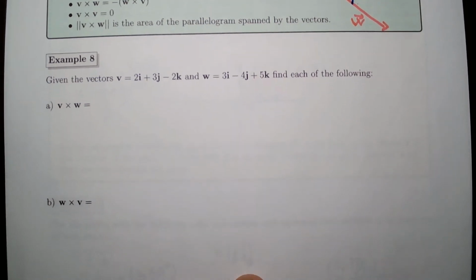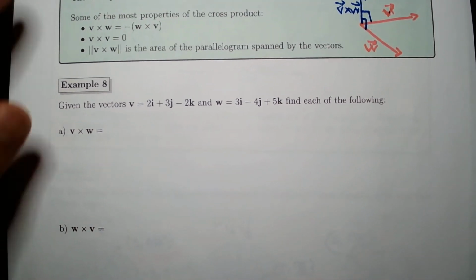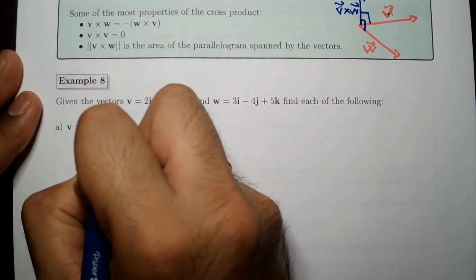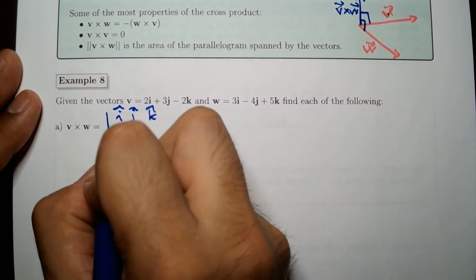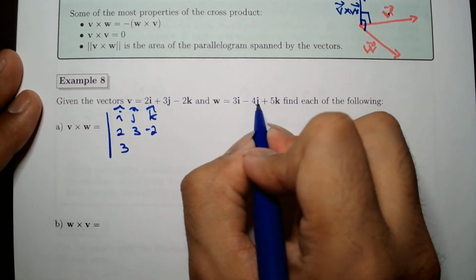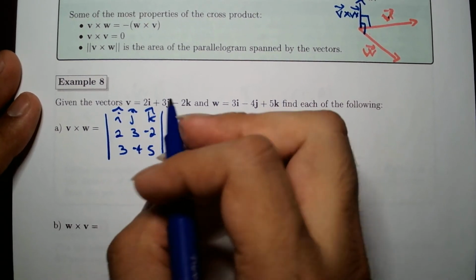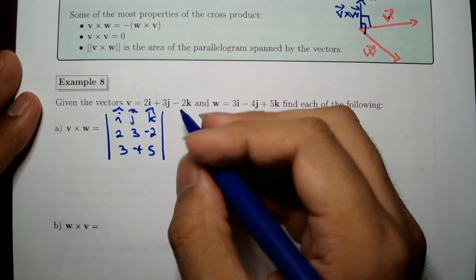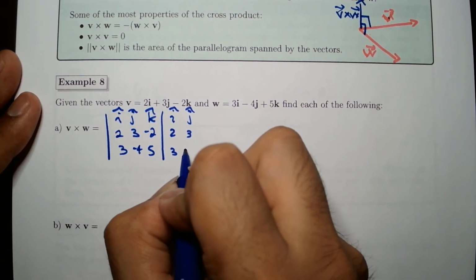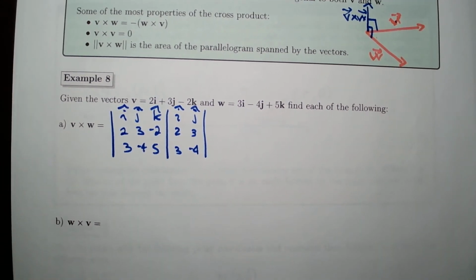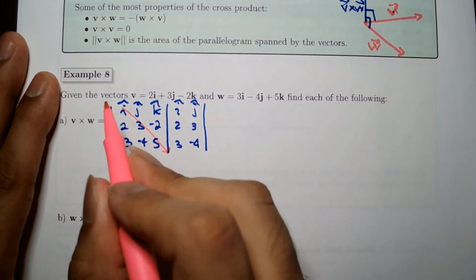All right, so let's see. We have a couple of vectors. Let's verify those properties right here. So number one, I'm going to show you the shortcut, if you will. So i, j, k, and then put the numbers 2, 3, negative 2, and 3, negative 4, 5, with a bar. So instead of using this formula, what we're going to do is repeat the first two columns. And then we are going to multiply diagonally. So in this case, I'm going to multiply this 5 times 3 times i.